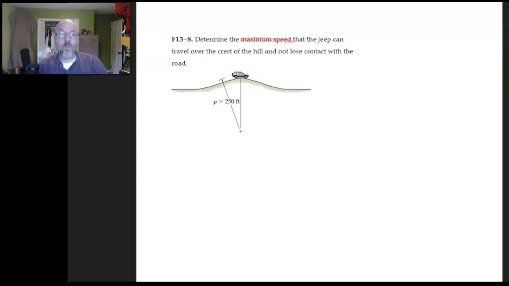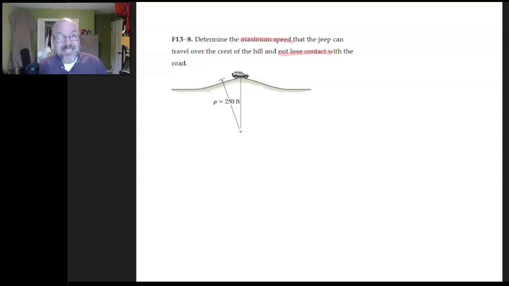And so that means, in terms of Newton's law as a bridge, we're going to look at the forces to get to an acceleration, to get to a speed. One of those situations there. Now, we don't want to lose contact with the road.